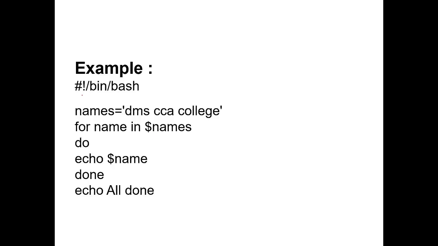Let us see another example. First statement. Now we have used here one variable names and there we have used three words. This is the first word, second word and third word. And we have specified that in single quotes. Now this is your keyword for and this is a variable. And what is stored in names? In names, DMS, CCA, college, three words.